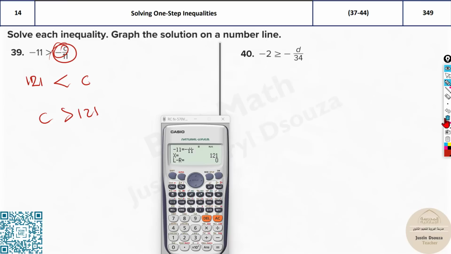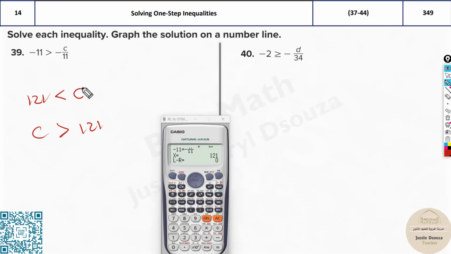And don't change the variable by yourself to the other side. No. You just leave it as it is. So over here C, answer is 121, but since you have a minus sign, it flipped. This now you can change it and write it as C greater than 121. If it was writing exam, this is absolutely correct.